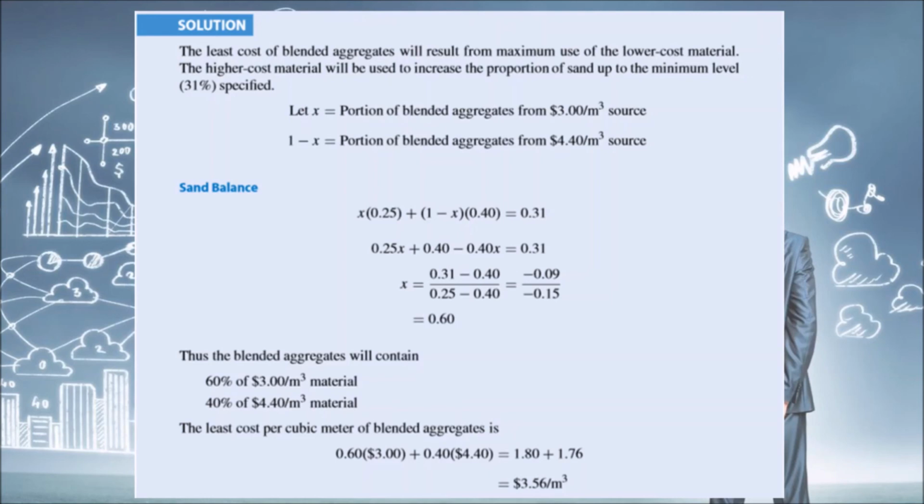Thus, the blended aggregates will contain 60% of the $3 per cubic meter material and 40% of the $4.40 per cubic meter material. The least cost per cubic meter of blended aggregates is 0.6 times 3 plus 0.4 times 4.4, which is equal to $3.56 per cubic meter. Okay, so that ends our lecture 3.